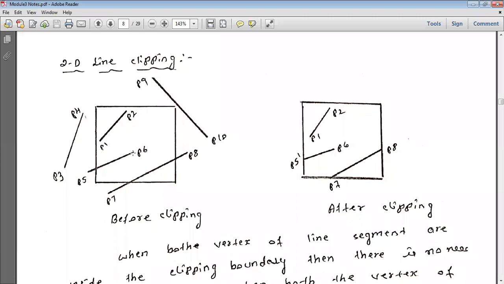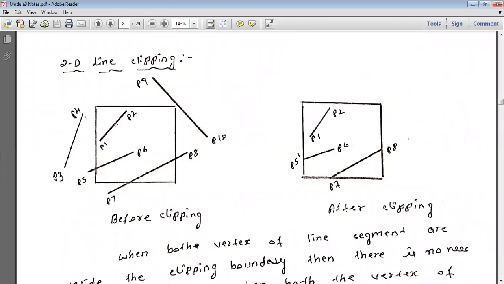Fine. So now coming to this line, for this line, the P6 region code will be 0000 because this is inside. But coming to P5, the P5 region code will be non-zero. What is that non-zero? I will tell you next.